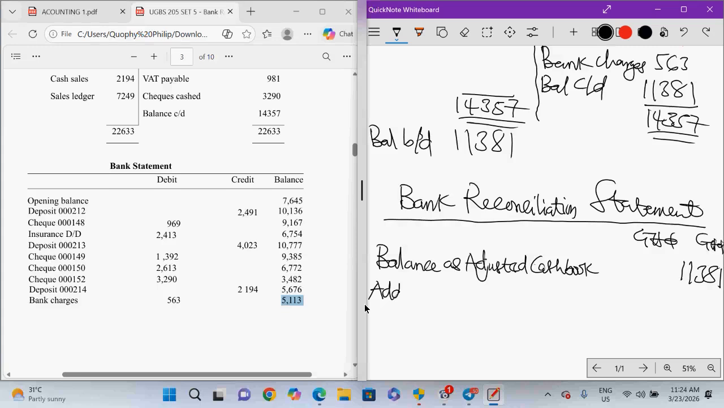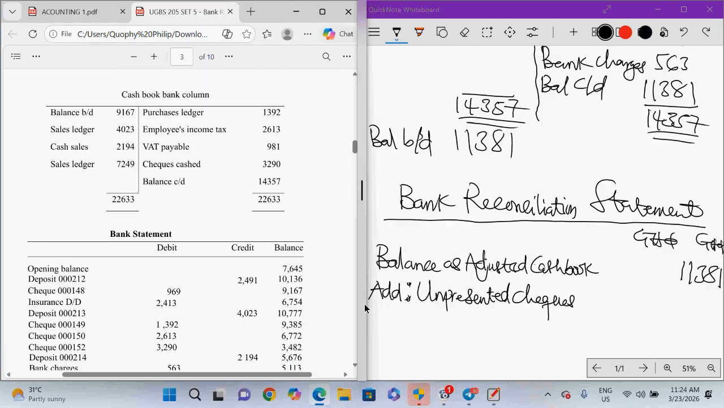Then what do we do? This is a normal balance. So what do we add? Unpresented checks. We add unpresented checks. What is the definition of unpresented checks?